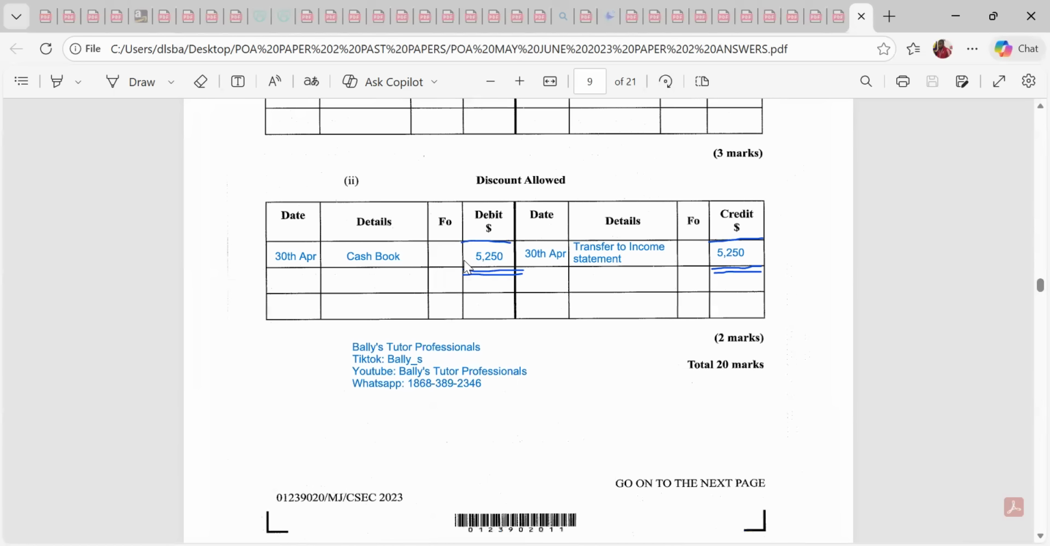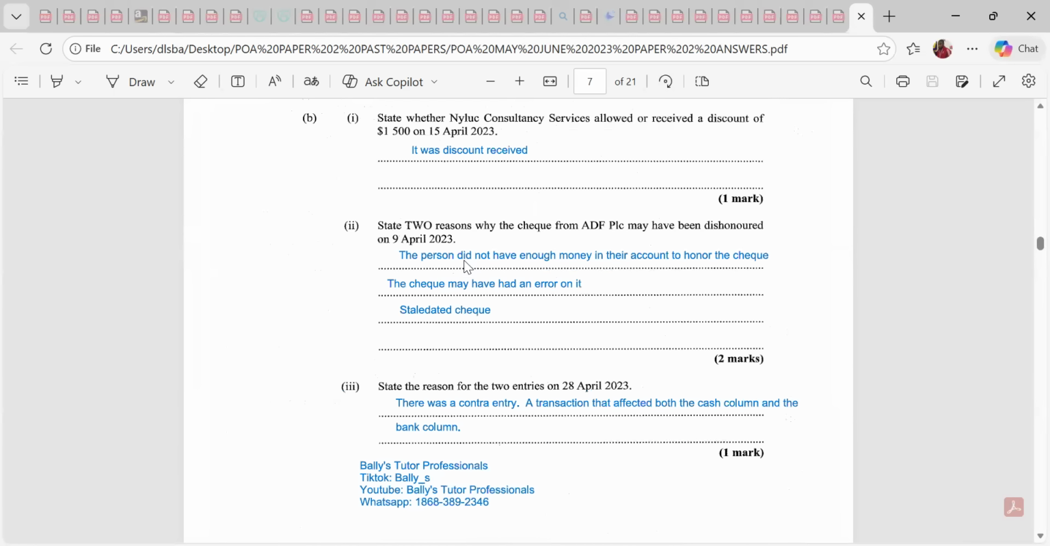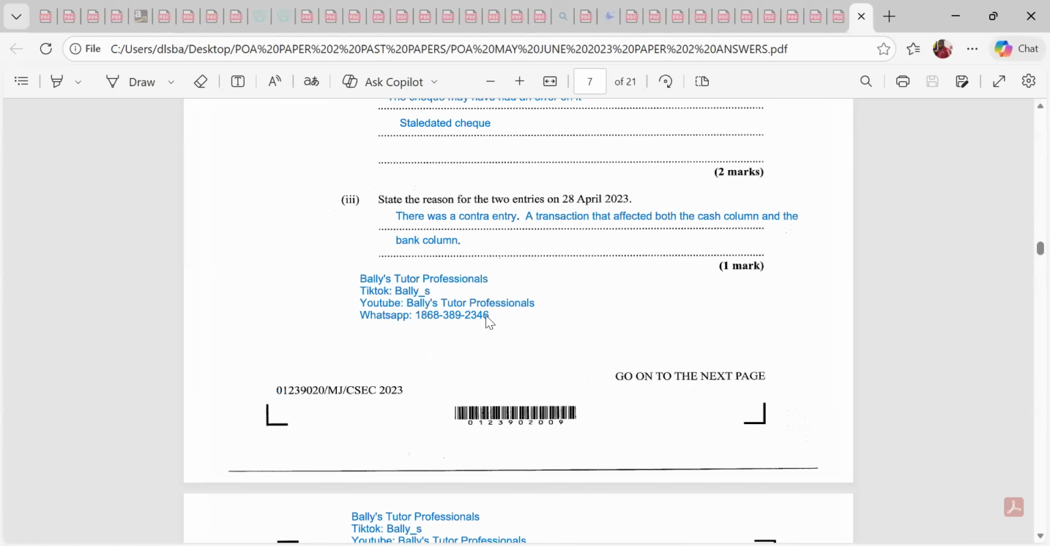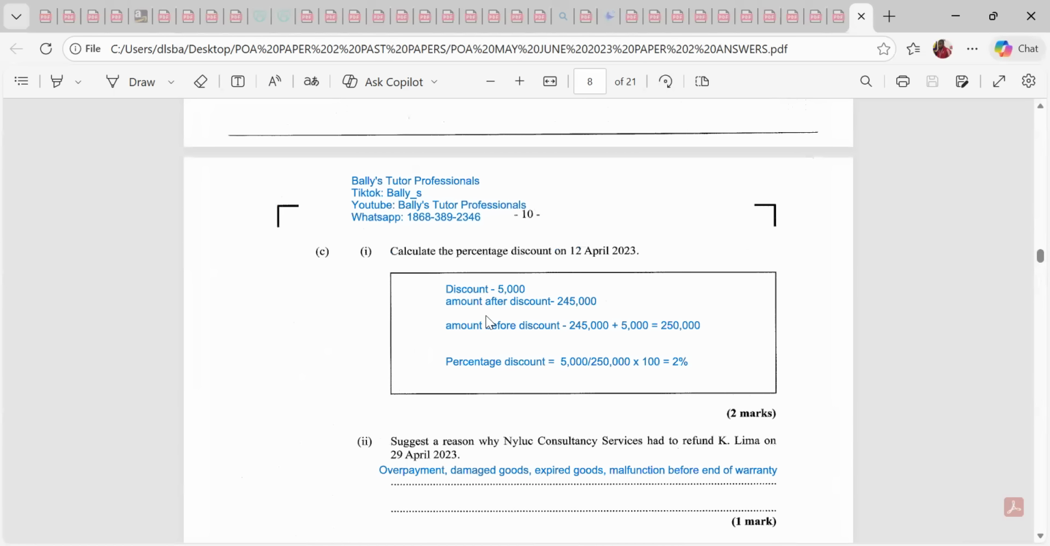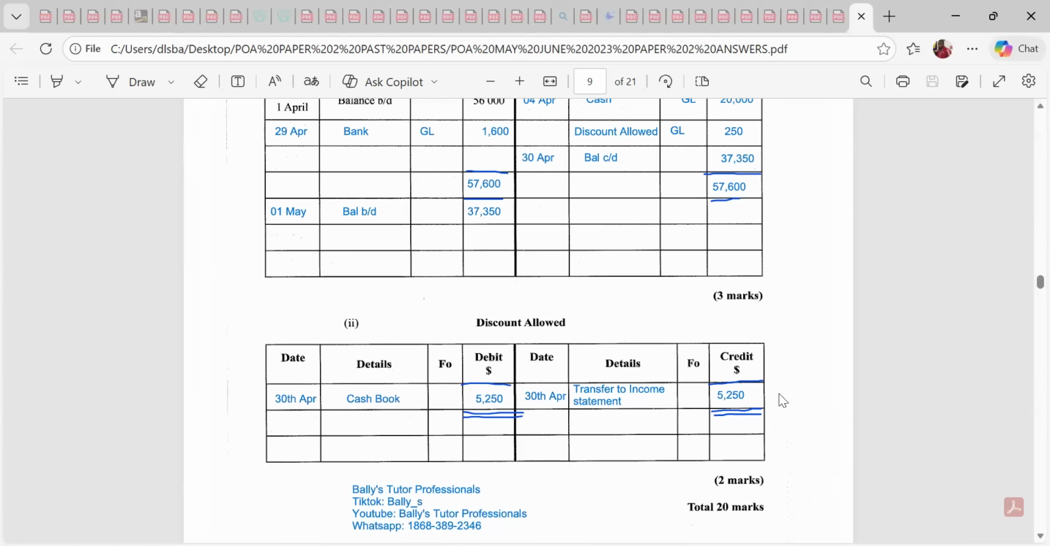For the discount allowed column, it is taking the total discount allowed from the cash book, which will be 5,000 plus 250, 5,250. And you transfer it to the income statement. Say credit. And that is it.